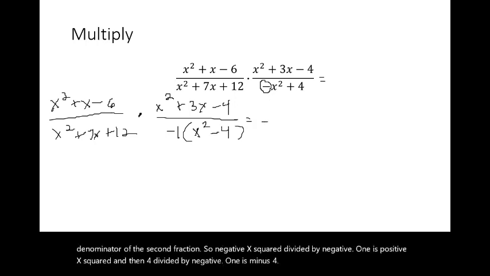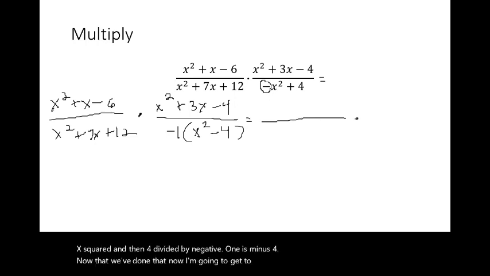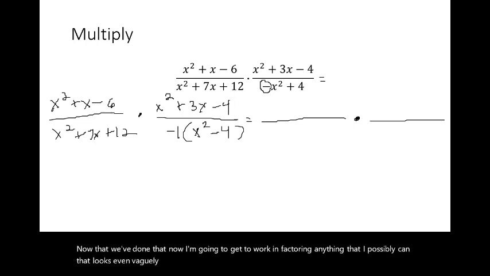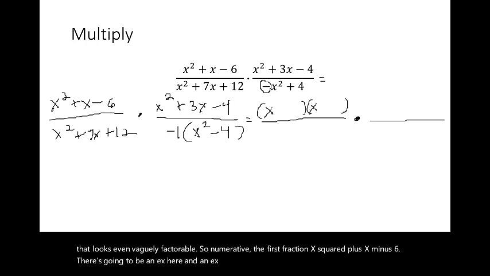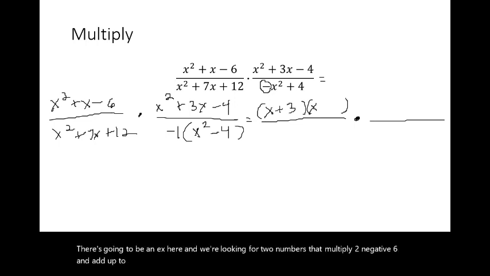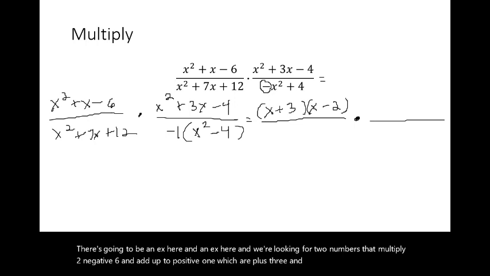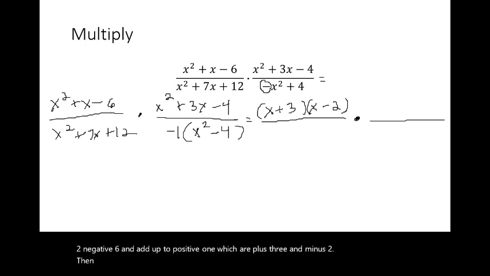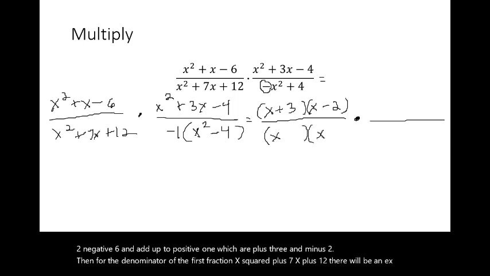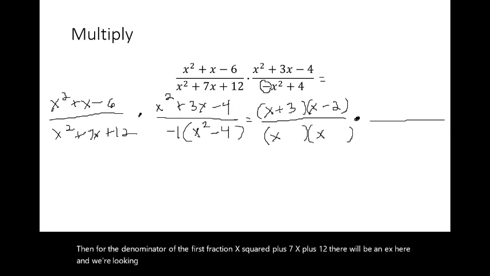Now that we've done that, now I'm going to get to work and factoring anything that I possibly can that looks even vaguely factorable. So numerator of the first fraction, x squared plus x minus 6. There's going to be an x here and an x here. And we're looking for two numbers that multiply to negative 6 and add up to positive 1, which are plus 3 and minus 2. Then for the denominator of the first fraction, x squared plus 7x plus 12, there will be an x here and an x here. And we're looking for two numbers that multiply to positive 12 and add up to positive 7, which are plus 4 and plus 3.